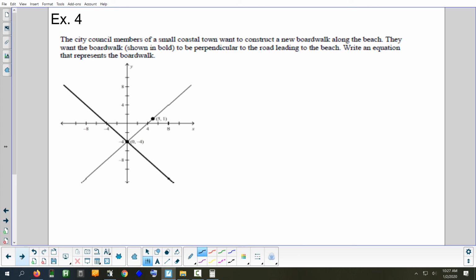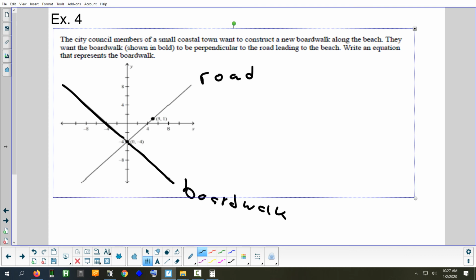It says, city council members want to make a boardwalk along the beach. It says they want the boardwalk shown in bold. So, okay, I'm going to make that a little even bolder so you can see it. That's the boardwalk. They want the boardwalk to be perpendicular to the road leading to the beach. This is the road. How do I know that? Because they said the boardwalk is in bold. So the boardwalk is in bold, and the road leading to the beach, they want it to be perpendicular. It says write an equation of the boardwalk.